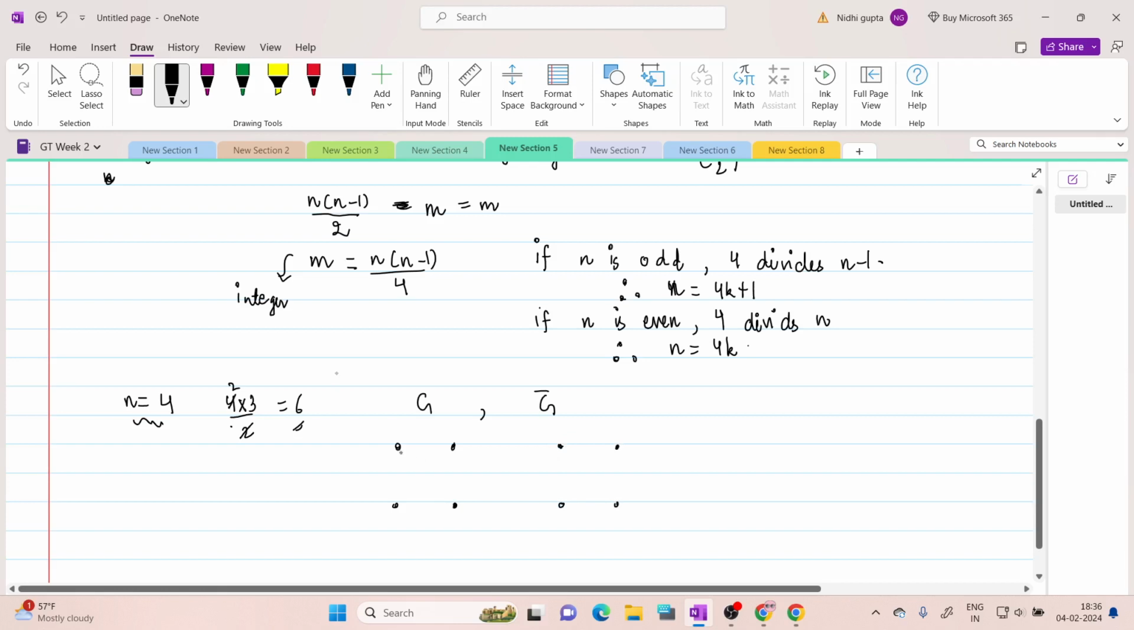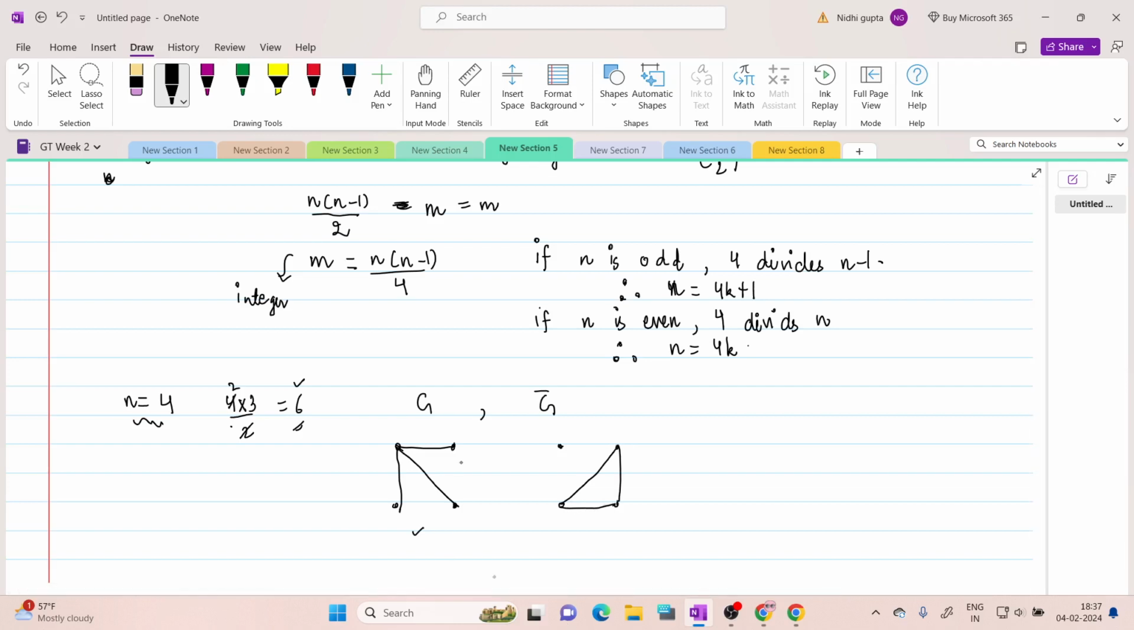I think we can. Just consider this. If we take this to be G, what will be its complement? The number of edges in the complete graph is 6. So G will have three edges, and G bar will have three edges. Now if you look at this, if you take this as G, your G bar is this. Are they isomorphic?